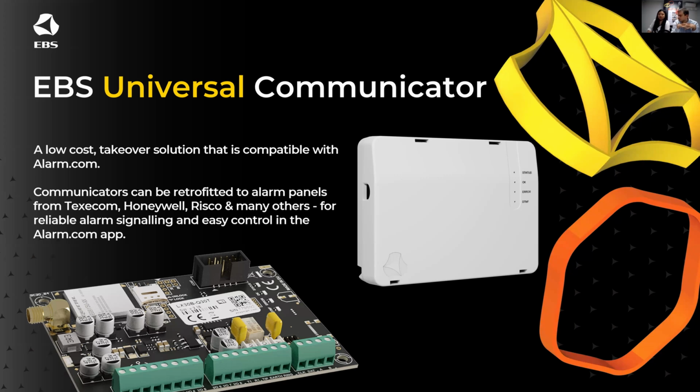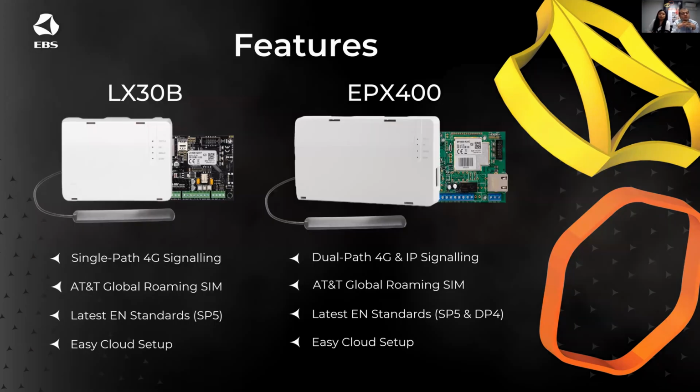So going forward, I will be showing to you the two models of EBS communicators that are applicable for the USP solution. We have currently two models, which are the LX30B and the EPX400. There is a description here of what they provide, but first let me describe to you the difference.